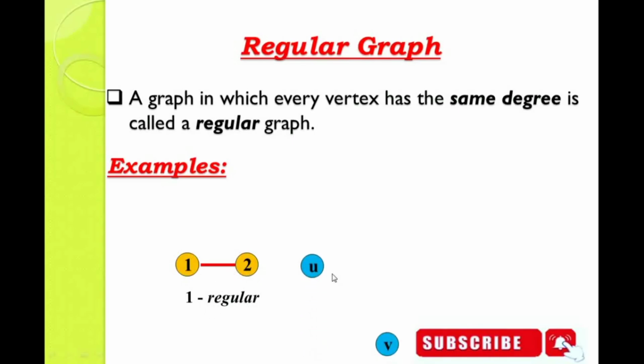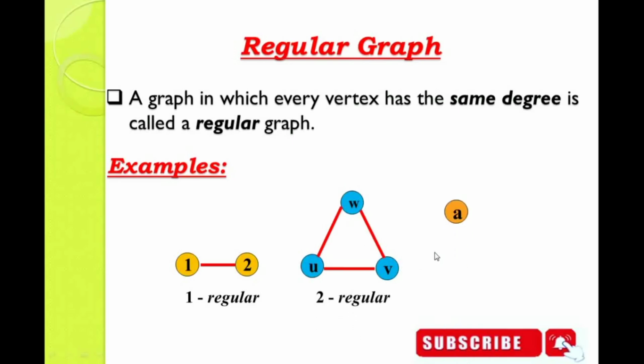Next example, we consider three vertices and three different edges: u to v, u to w, v to w. What is the degree of u? Degree of u is 2. What is the degree of vertex v? Degree 2. What is the degree of vertex w? Degree is 2. The degree of a vertex is the number of edges connected to that vertex. So here all vertices have the same degree, which is 2. Therefore this is called a 2-regular graph.